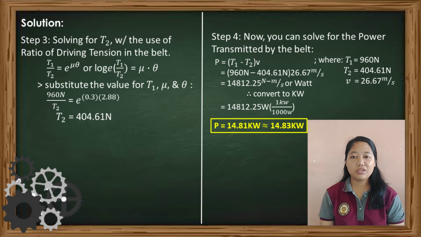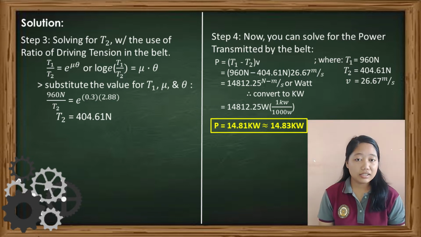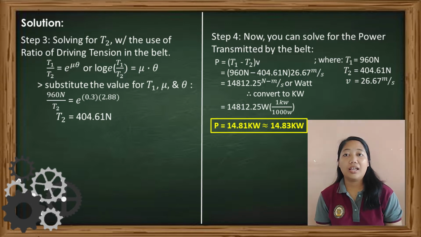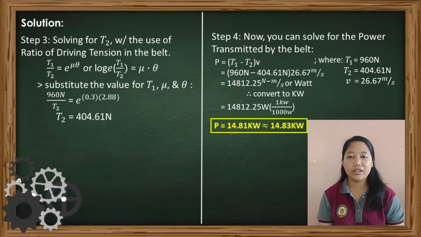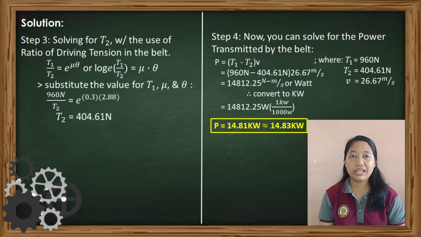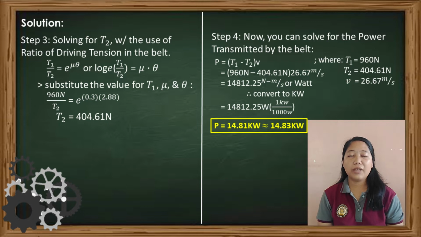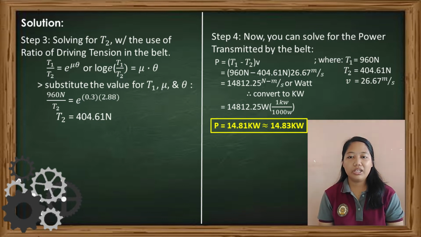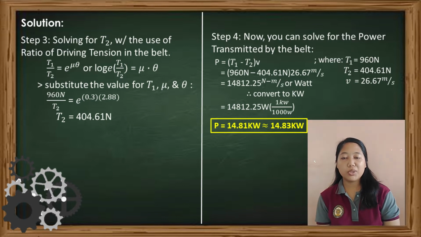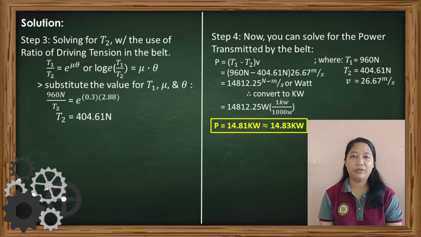So now we need to substitute the values. The 960 Newton is T1, over T2 is equal to e to the power of the coefficient of friction, 0.3, times 2.88, the angle of lap. So now we already have T2. T2 is equal to 404.61 Newton.